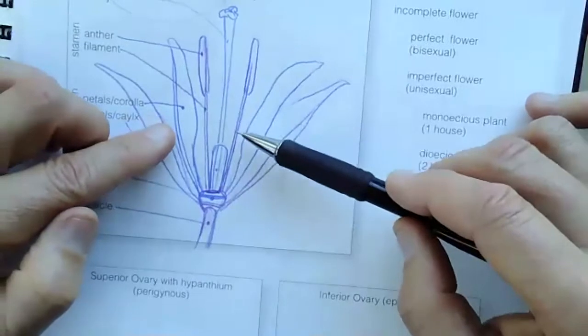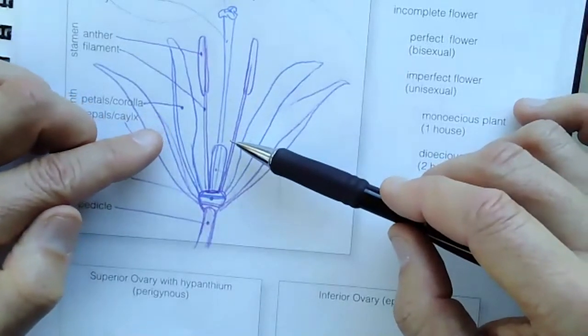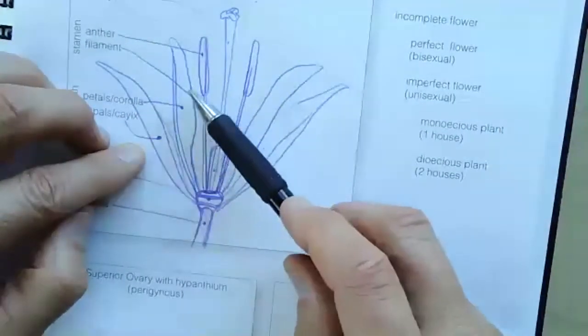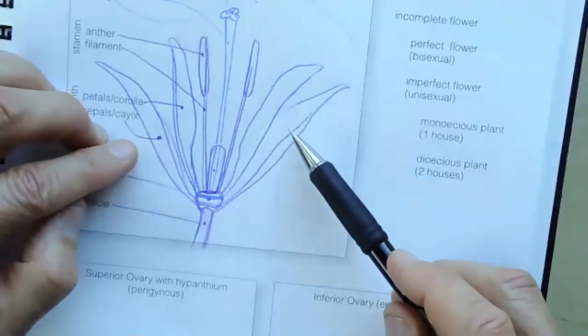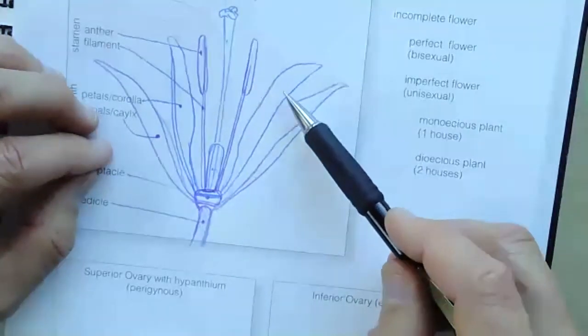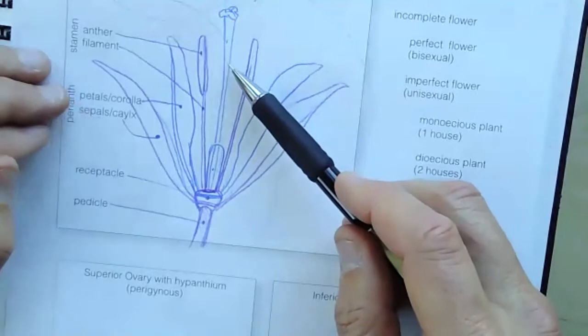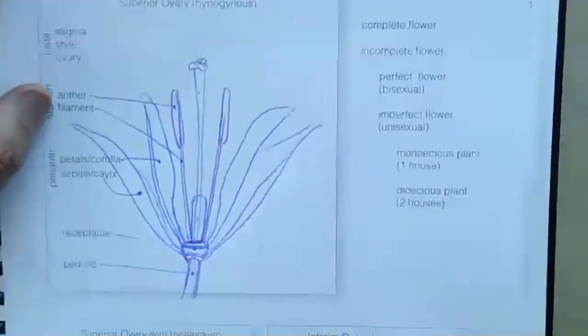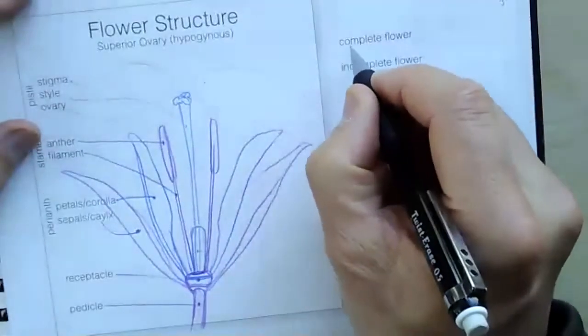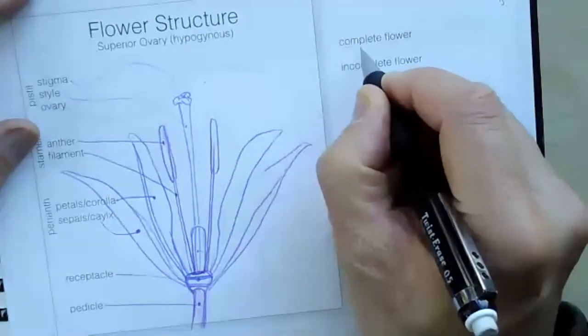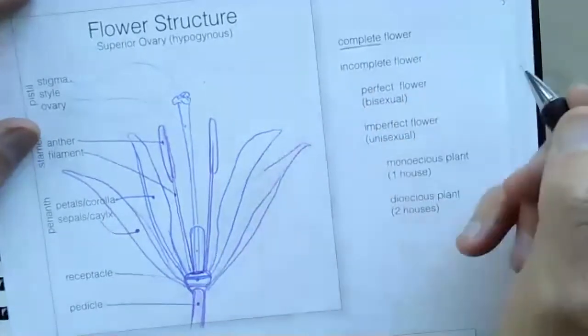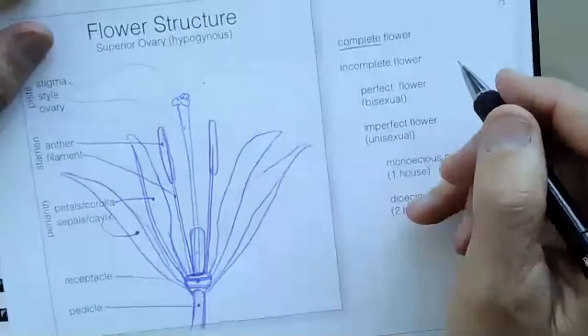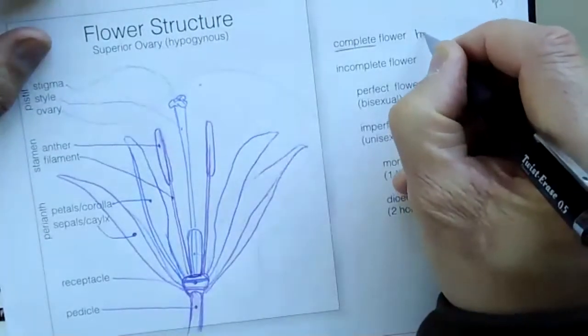Sometimes flowers will have all of these different parts. So they'll have petals and sepals and stamens and pistils. If that is what the flower has, that flower is referred to as a complete flower. So a complete flower has all the parts.